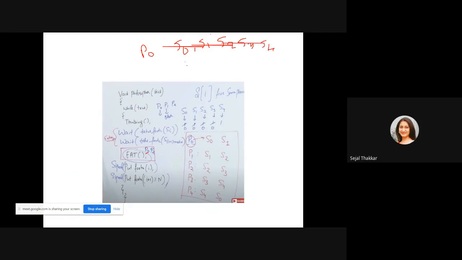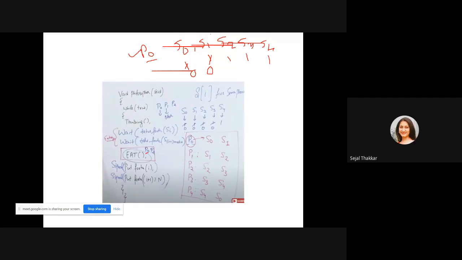Yeah, all values are 1. For entering into the critical section, you need a value of 1. Now P0 is entering into the critical section and changing the value of semaphore S0 from 1 to 0, because it requires the semaphores S0 and S1, the left and right, the ith value and the (i+1)th value. So both S0 and S1 can be used by P0, and P0 makes its values 0.